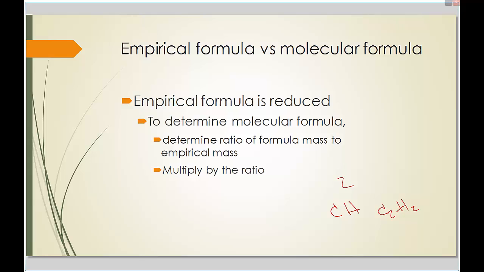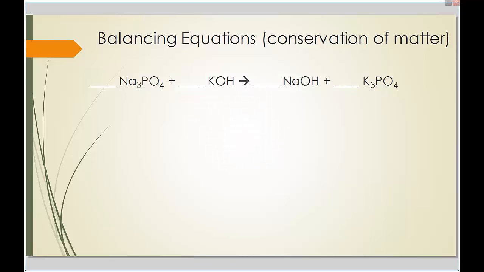Alright, so let's look at some balancing. When I'm looking at this, it's all about the conservation of matter. Whatever we have at the beginning has to be there at the end. So what I usually do is I make a list of all the substances we have. So I have sodium. I have a polyatomic ion here of phosphate. I have it on both sides, so I'm just going to leave it as PO4. It's just a little helpful cheating hint. Then K, and then OH. Once again, I have it on both sides.